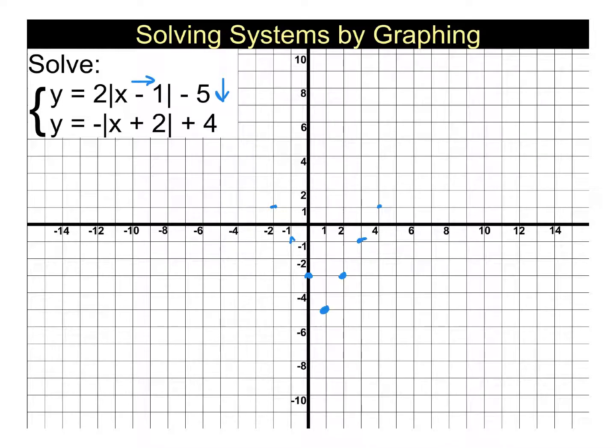And then for the second one, the plus 2 goes to the left 2. The plus 4 goes up 4. So I go left 2, up 4, plot the point. And then the negative out front tells me that instead of going over 1, up 1, I'm going to go over 1, down 1 on both sides. So in this case, my V is opening downward.